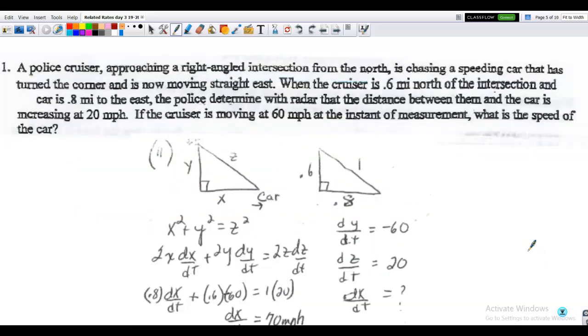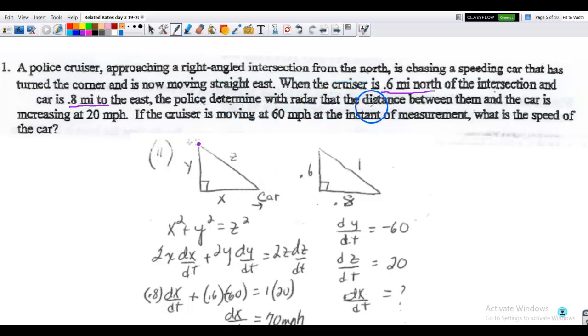And finally, the last problem. A police cruiser approaching a right-angled intersection from the north. So the police cruiser is, in my triangle, up here. It is approaching the intersection from the north. It is chasing a speeding car that has turned the corner and is now moving east. So the car is moving eastward in this direction right here, moving away from the intersection. When the cruiser is 0.6 miles north of the intersection, the car is 0.8 miles east.